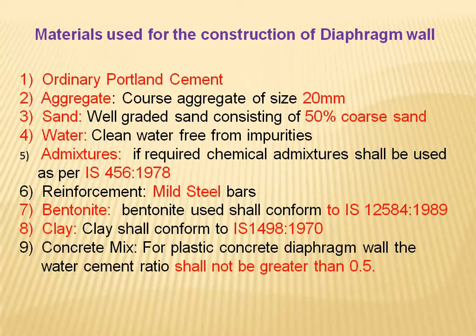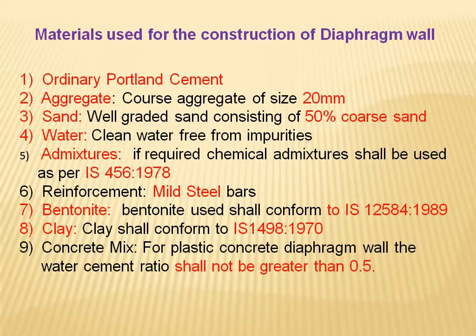Materials used for the construction of diaphragm wall. Generally, various materials are used. We can construct the diaphragm wall of reinforced cement concrete or plastic. The first material is ordinary Portland cement. Then aggregate, generally 20 mm size aggregate for mixing the concrete. Then sand, 50% coarse sand. Then water, generally clean water.